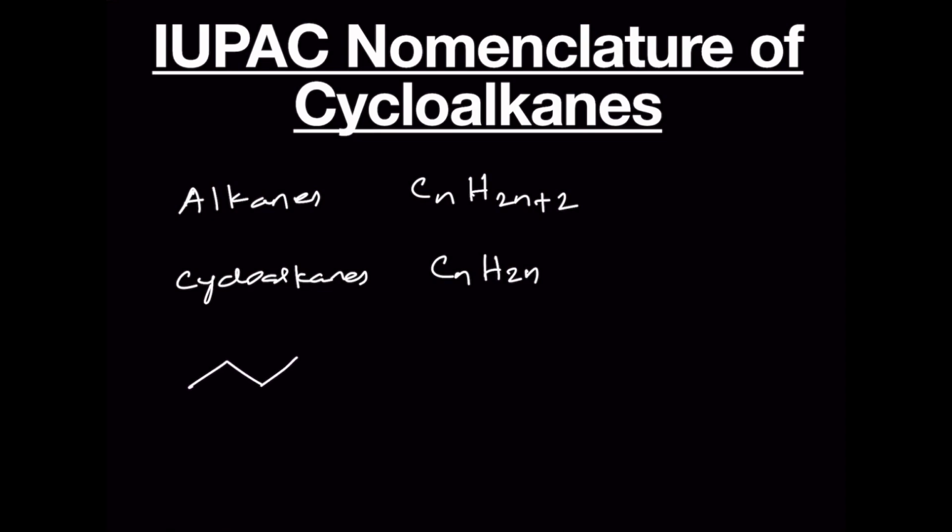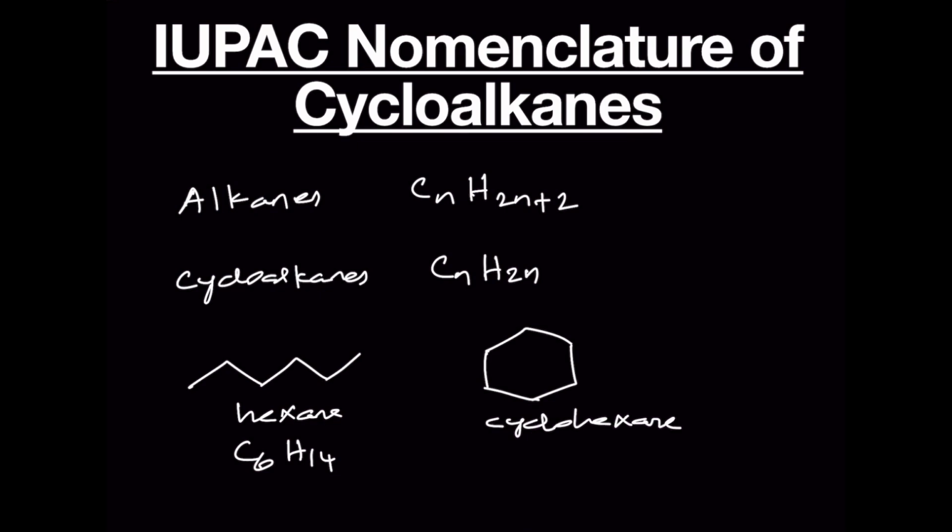1, 2, 3, 4, 5, 6. This is hexane, C6H14. For cyclohexane, the structure in bond line notation will be like this. This is cyclohexane. Here we have C6H12. So, the degree of unsaturation in the case of alkanes is 0, but the degree of unsaturation in the case of cycloalkanes will be equal to 1.